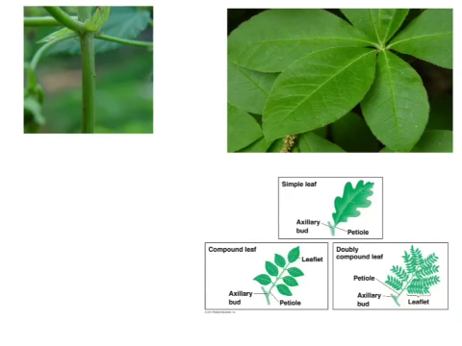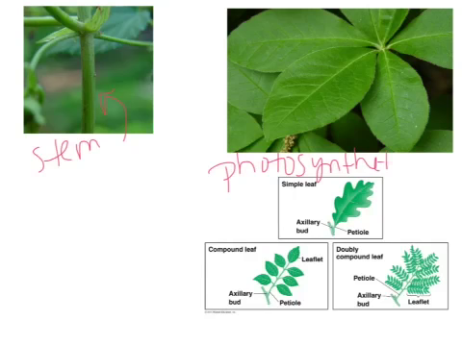Okay, so the shoot system, like we said, contains the stems and the leaves. Really, the stem's job is just to hold the leaves up so that they are able to be exposed to sunlight, as well as to connect the leaf to the root. Okay, the leaves are your photosynthetic organ. That's where most of your photosynthesis is going to take place. So they're pretty important. Okay, you've got three basic kinds of leaves here.